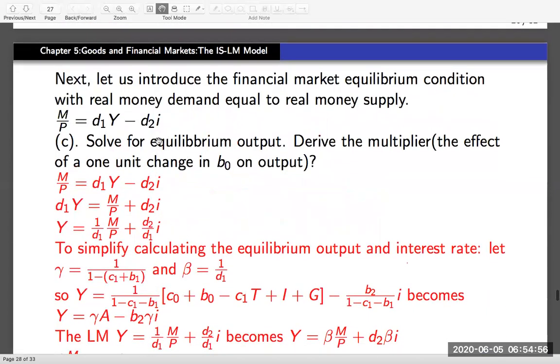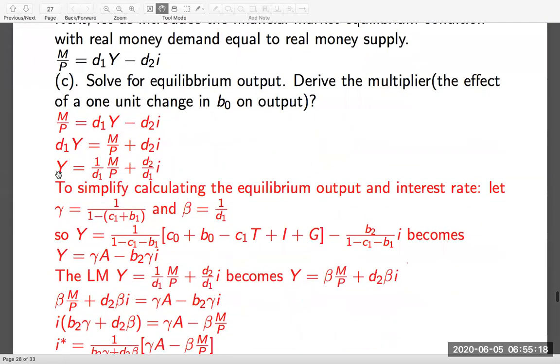Right. Next, let us introduce the financial market equilibrium condition with real money demand equal to real money supply. So you have that. This is the money. So of course, money demand M over P is equal to this. You solve for what? For Y. So you get that. Again, here we see that there is a positive relationship between what? Between your interest rate and your income, which means this is what? An upward sloping LM.